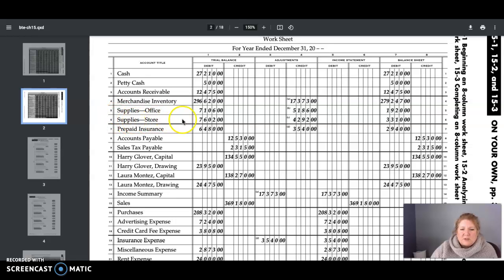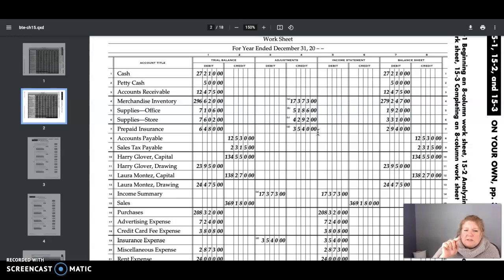The second one, supply store, we started our fiscal period with $7,602. The amount of inventory and supplies is $3,310, which makes the adjustment $4,292. Same thing with merchandise inventory. Start the fiscal period with $296,000, end the fiscal period with $279,000, hence the credit of $17,000. And the last one is prepaid insurance. We start the period at $6,480, end the period with $2,940. The difference between the two becomes your adjustment.